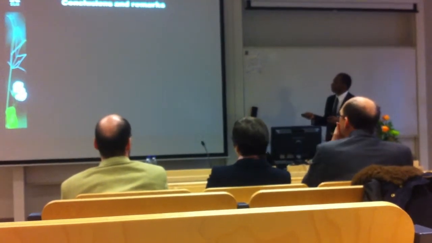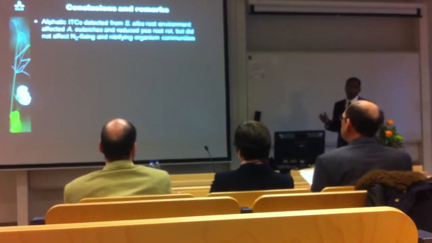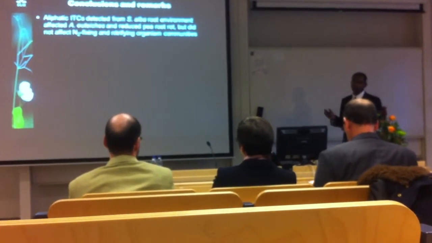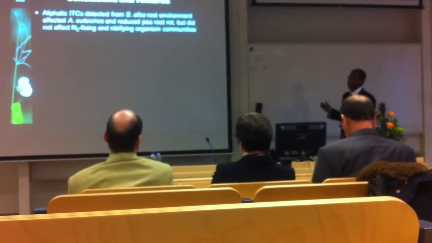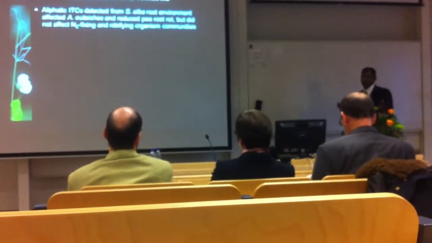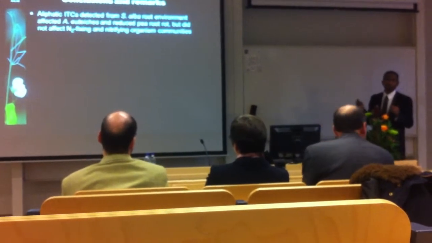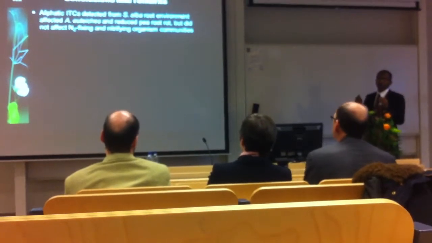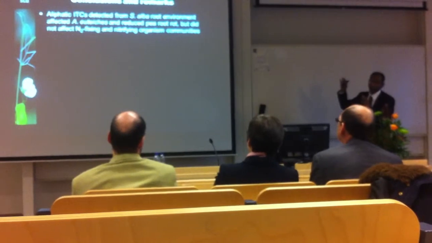So finally, conclusions. Aliphatic isothiocyanates from Brassica and Sinapis alba mainly reduce disease, affect the economics and reduce digestibility, but did not affect nitrogen fixing or nitrifying organisms. This is the process, like low doses but longer exposures in root growth.